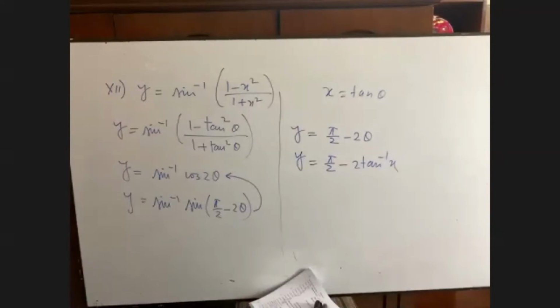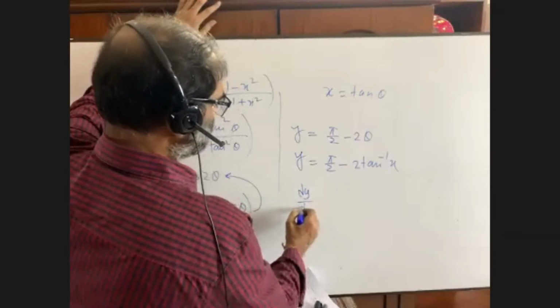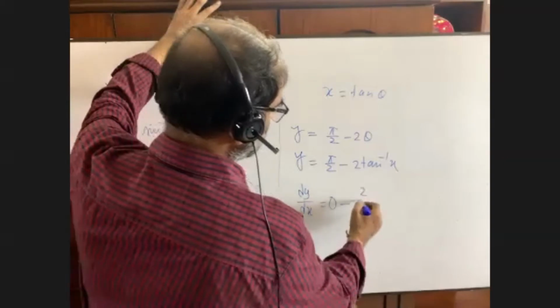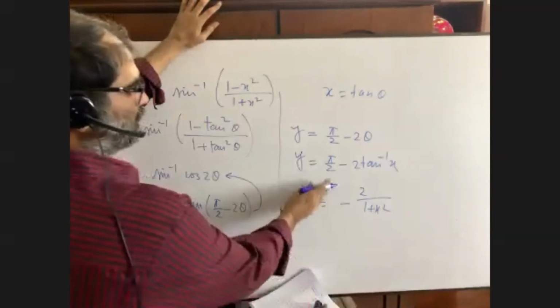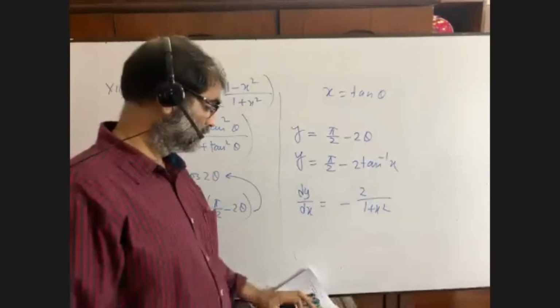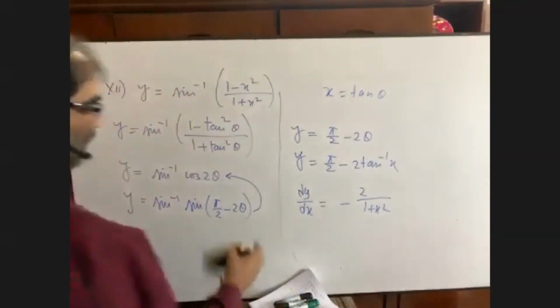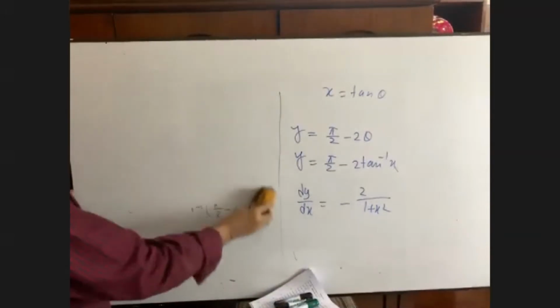Value of theta. That is dy by dx. It is 0, it is minus 2 by 1 plus x square. I think you have got it. This is the answer. Okay. Talk to me.